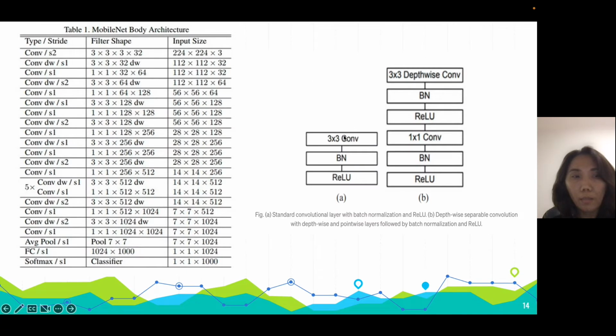The key distinction between the MobileNet design and the conventional CNN is that the conventional one uses batch normalization and ReLU after a 3x3 convolution, while MobileNet uses a 3x3 depthwise convolution and a 1x1 convolution.